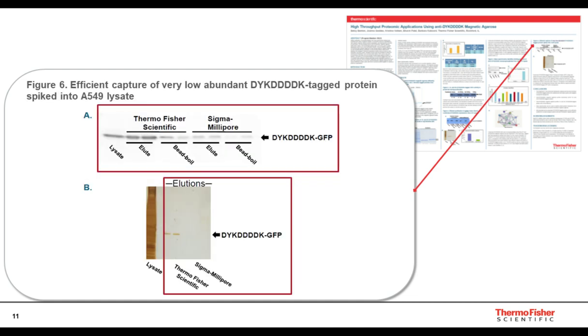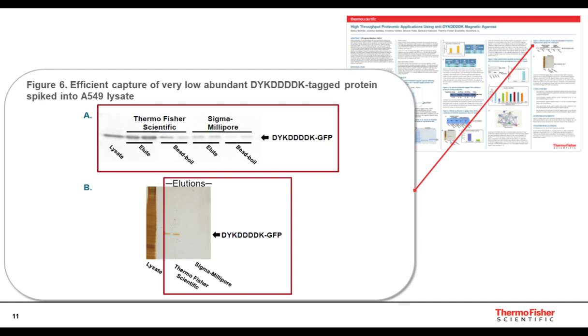Figure 6 shows the immunoprecipitation of nanogram quantities of flag-tagged protein that was spiked into a mammalian cell lysate. Here, 25 nanograms of N-terminal flag-tagged green fluorescent protein, or GFP, was spiked into A549 cell lysate and captured using anti-flag magnetic agarose or Sigma's anti-flag M2 magnetic beads using the KingFisher Flex. Tagged protein was eluted with 0.1 molar glycine at pH 2.8 and analyzed by Western blot.